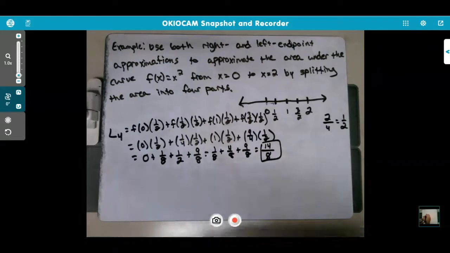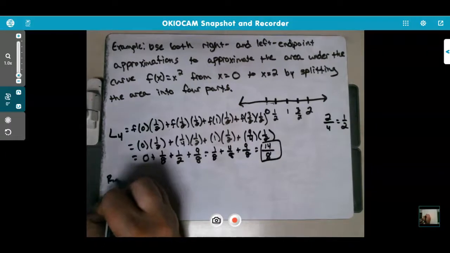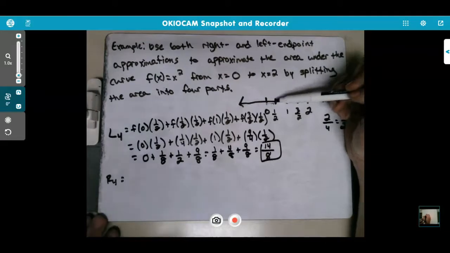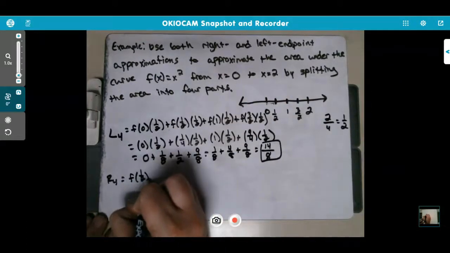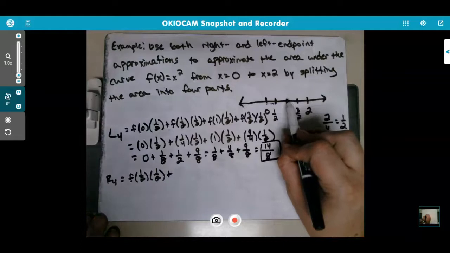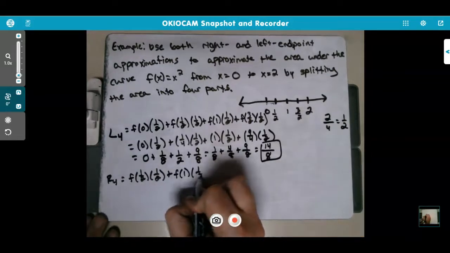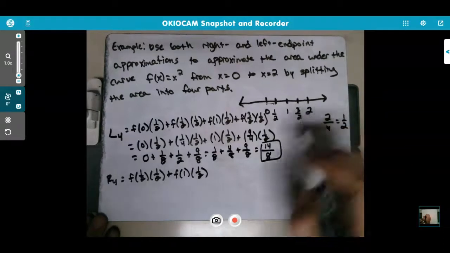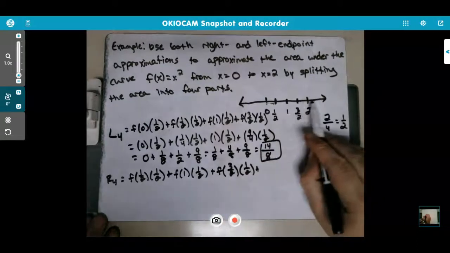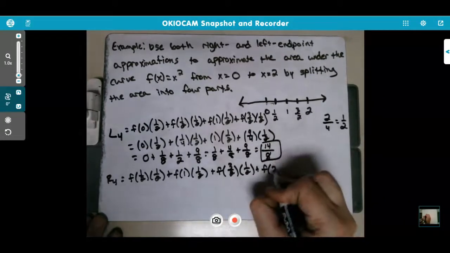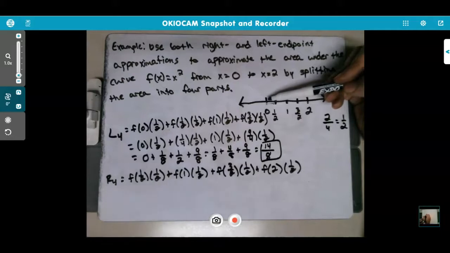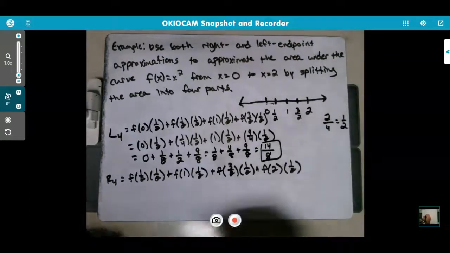So now let's do the same thing for the right-hand side. So this is going to be R4. For my first part, the right-hand side is this 1/2. So we're doing f of 1/2 times my width, which is 1/2, plus, for this part, my right-hand side is 1. So f of 1 times 1/2. For this third part, my right-hand side is 3/2. So f of 3/2 times 1/2, plus, and then on this last part, my right-hand side is a 2, so it's going to be f of 2 times 1/2. Again, I wouldn't use this first point because that's on the left side. I only want the right-hand points.